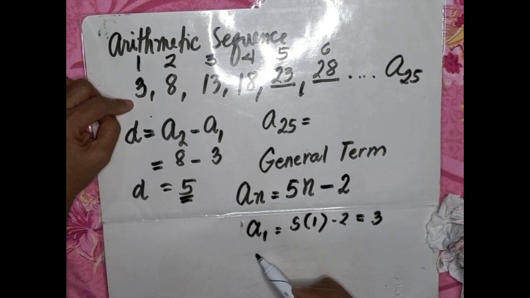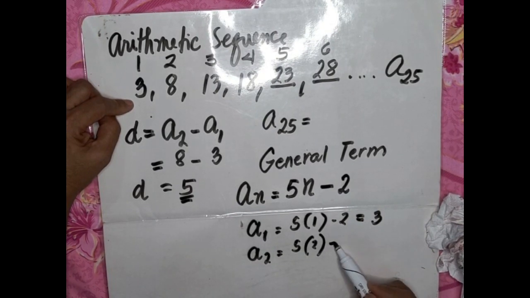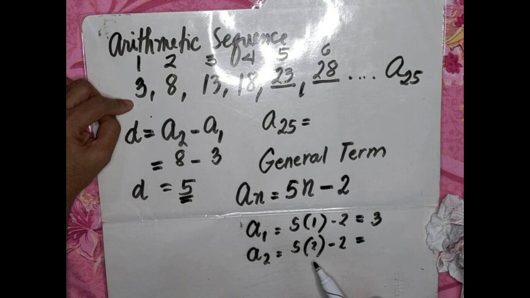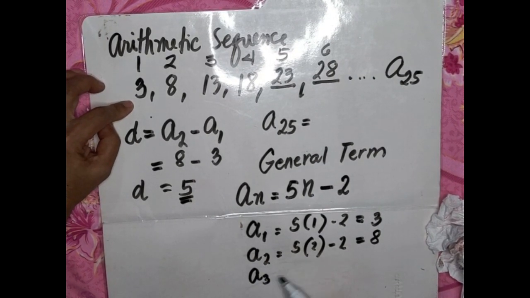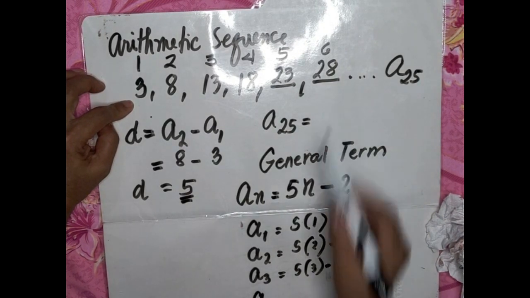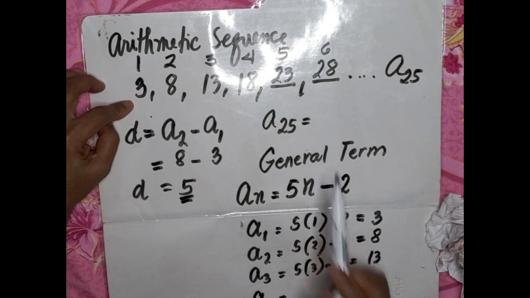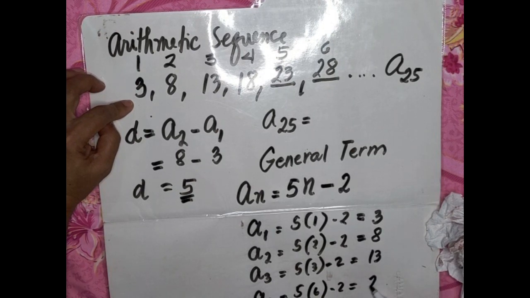Correct. If we have a sub 2, this is simply 5 times 2 minus 2, and that is 10 minus 2 is 8. Next, we have a sub 3 is equal to 5 times 3, minus 2, and that is equal to 15 minus 2 is 13. Let's try to take a look at a sub 6. We should arrive at 28. So that is 5 times 6 minus 2, and that is 30 minus 2 is 28.